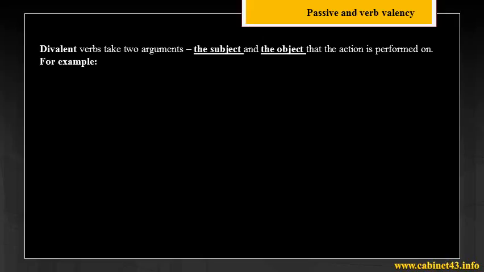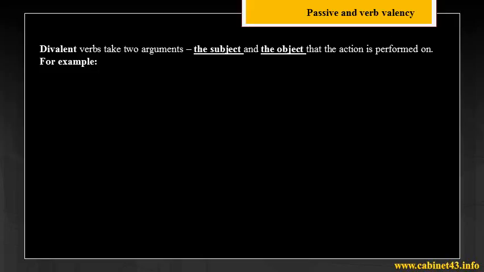Passive and verb valency. Valency indicates the number of arguments that are associated with a particular verb in a sentence. Most verbs are at least monovalent. This means they have one argument, which is the subject of a sentence that is performing the action stated by the verb. Divalent verbs take two arguments, the subject and the object that the action is performed on.